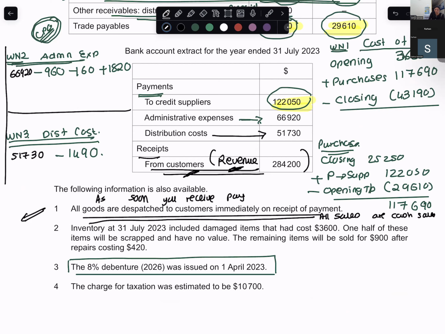We already dealt with this adjustment, right? Debentures. You have charge for taxation.